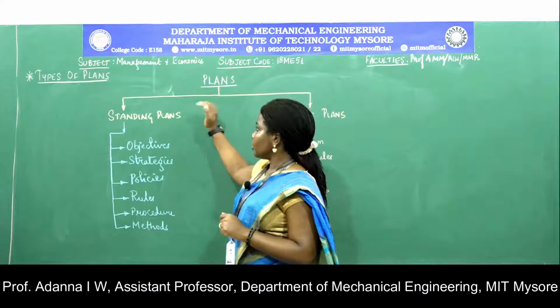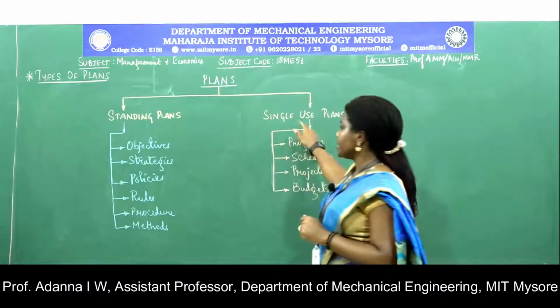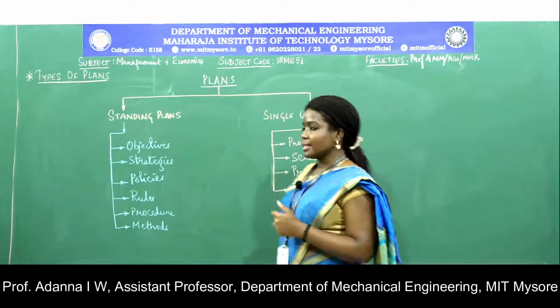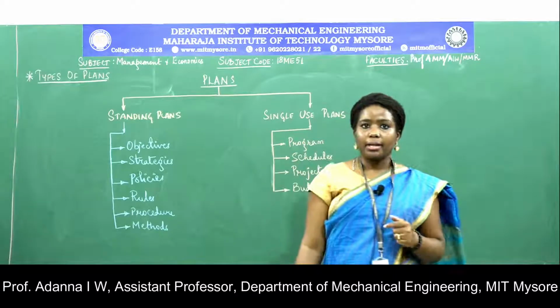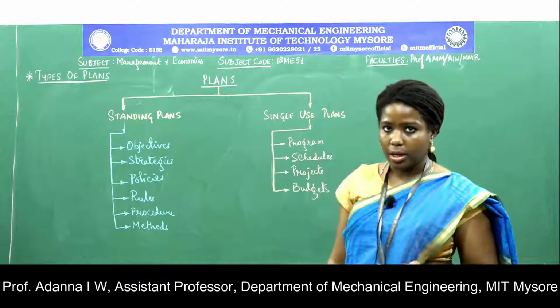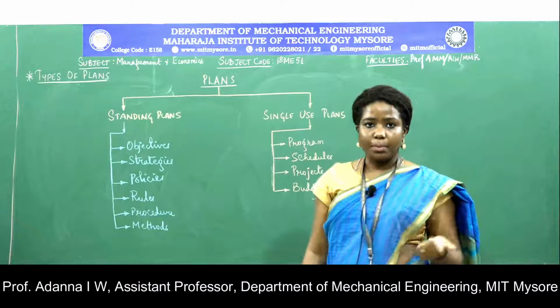The two types of plans are standing plans and single-use plans. These are the two major types of plans. Now what is a standing plan? A standing plan is a plan that is concrete in nature and does not change no matter what. It does not change from one project to another. It does not change from one employee to another.